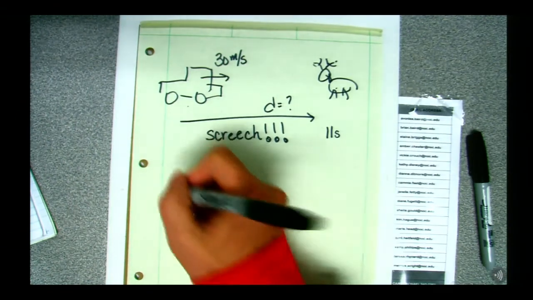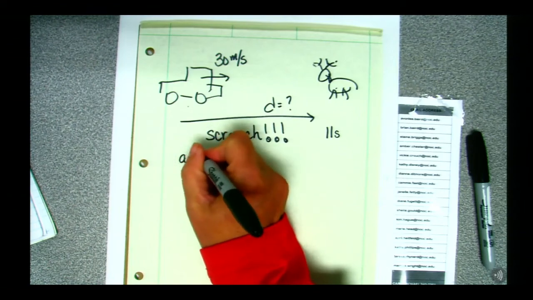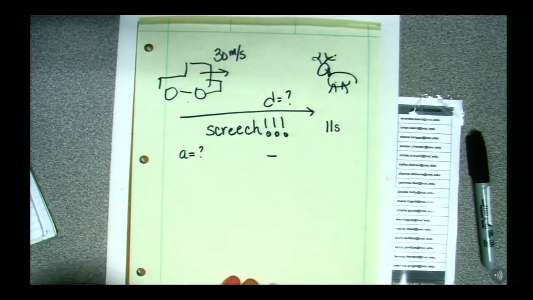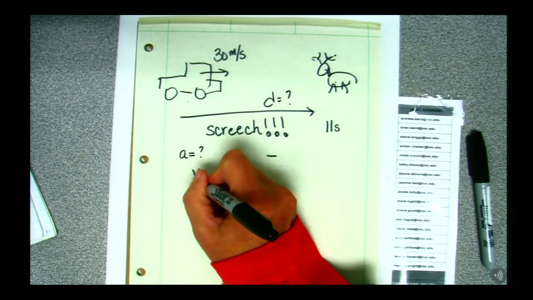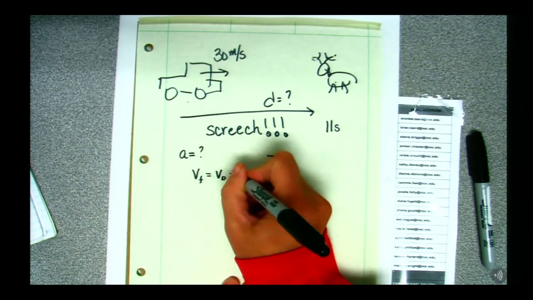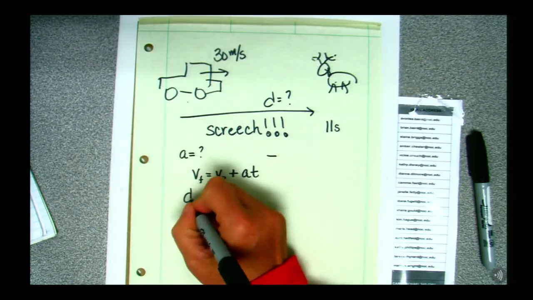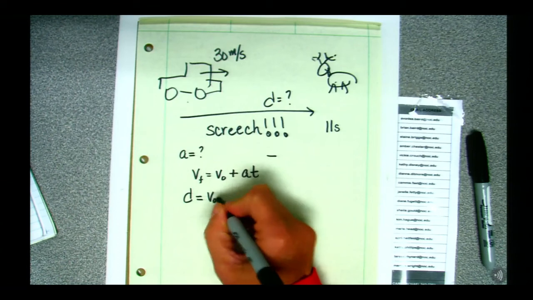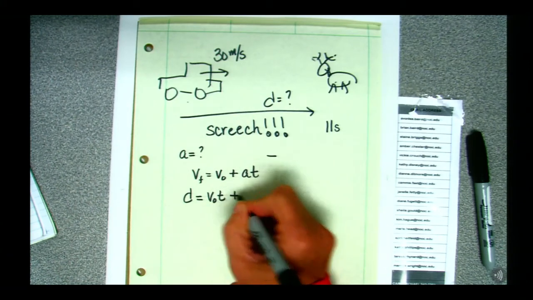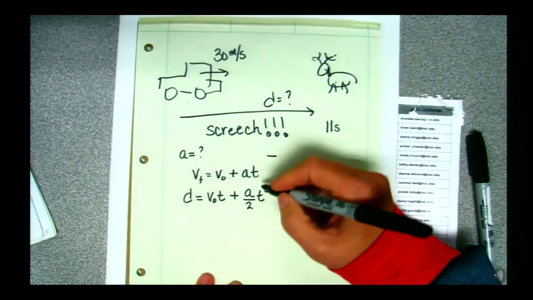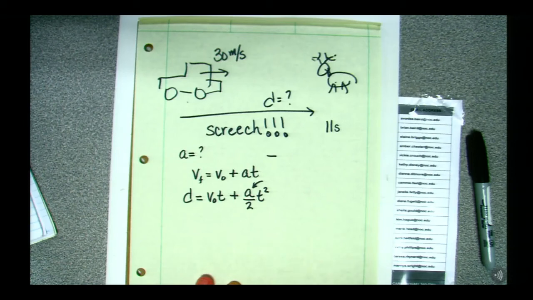So the first thing I want to do is calculate the acceleration, because I got to know it. Now when it's negative, it's a deceleration. I've got a final velocity, an initial velocity, an acceleration, and time. So that's the equation I'm going to use to start, because I also know that my distance is going to equal my initial velocity times time plus my acceleration divided by 2 times time squared. But I got to have that value in order to use my distance equation.